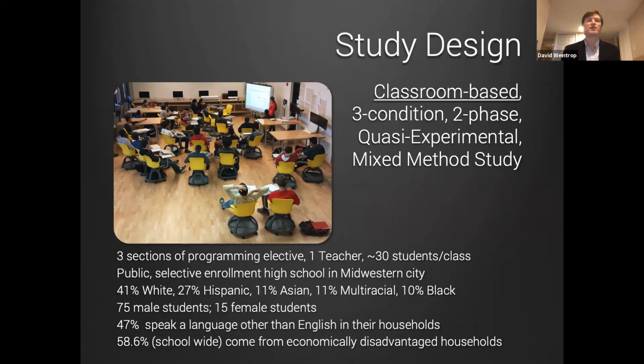Roughly half of the students speak a language other than English in their households, and 58% come from economically disadvantaged households. And so what this looks like is that this study took place in the 4th, 6th, and 7th periods of the same programming class at the same school. So those are the contexts in which the study took place.